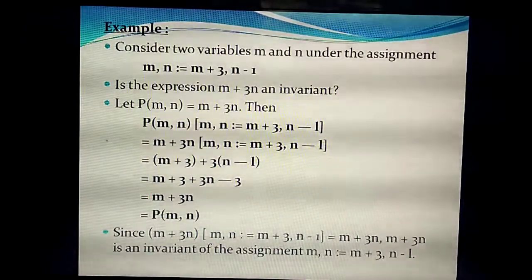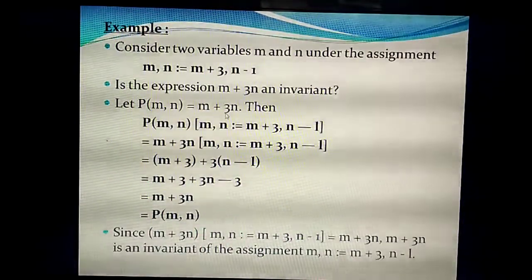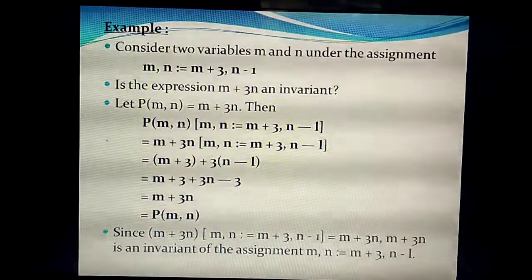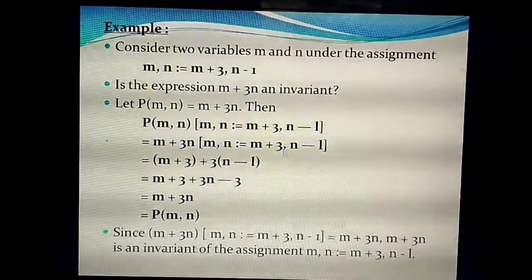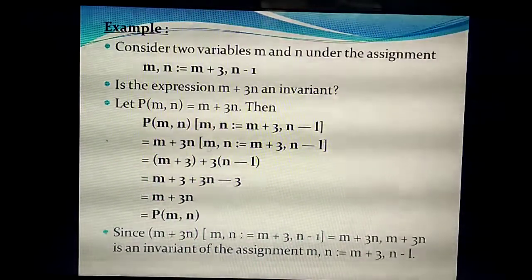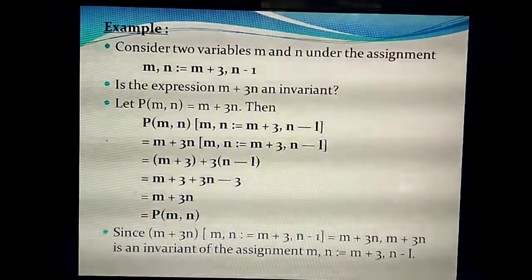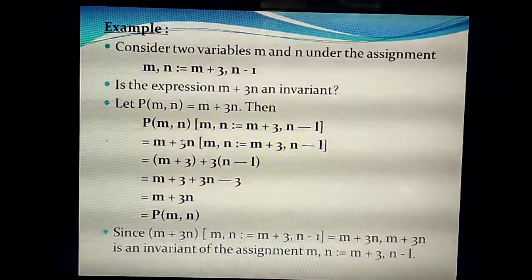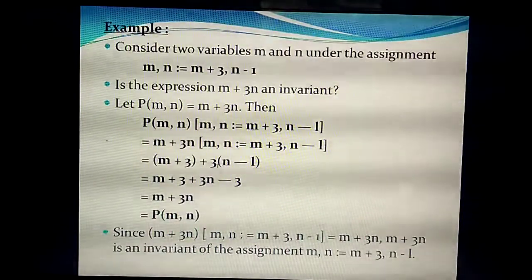Next step. What's the value of p of m comma n? M plus 3n. Okay. So substitute m plus 3n in the place of p of m comma n, and the remaining things stay like this. Okay. M comma n is m plus 3 comma n minus 1. Now listen. M plus 3n. So what's the value of m now? M plus 3. Substitute here. So m plus 3 plus 3n. So 3 into n. What's the value of n now? N minus 1. So 3 into here.